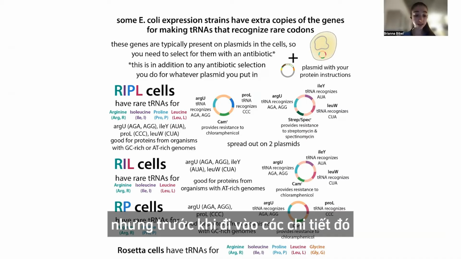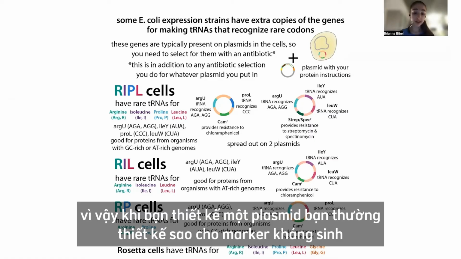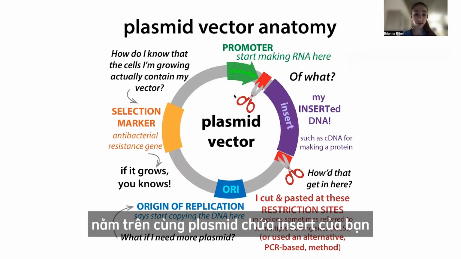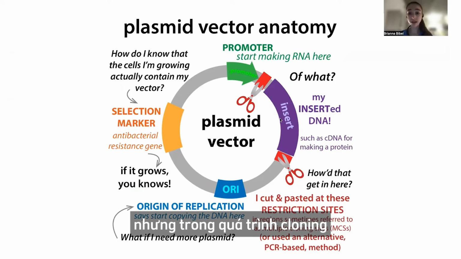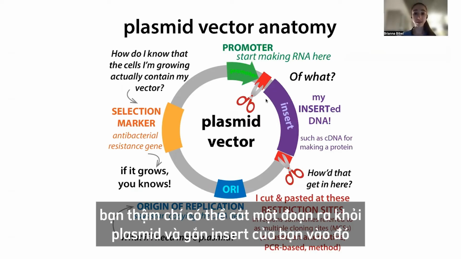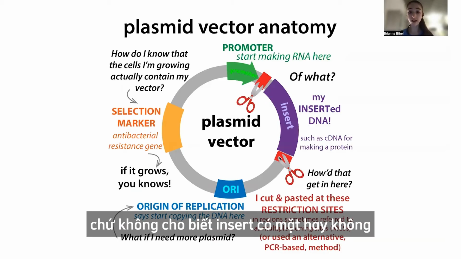But before we go into those details, it's important to note what antibiotic selection can and can't tell you. When you design a plasmid, you typically design it so that the antibiotic selection marker is on the plasmid that has your insert. But during the cloning process, you're typically just putting this insert into the same plasmid. You might even be cloning something out of one and putting your insert in. The antibiotic selection marker is only going to tell you that the plasmid is in there. It's not going to tell you if the insert is in there.